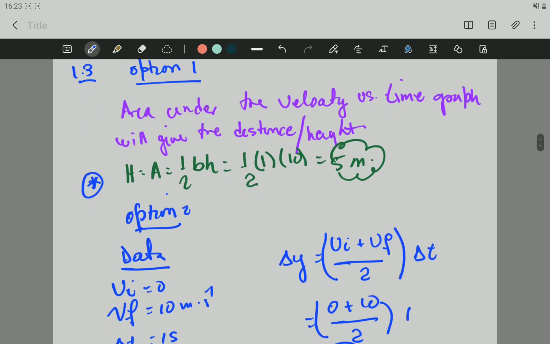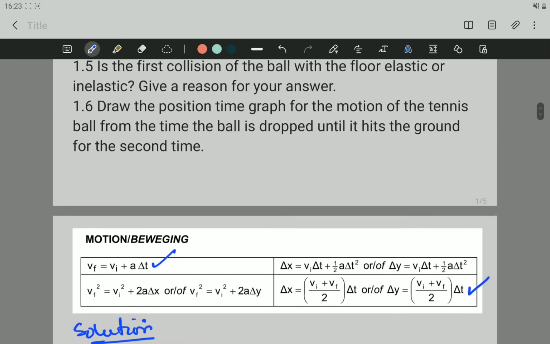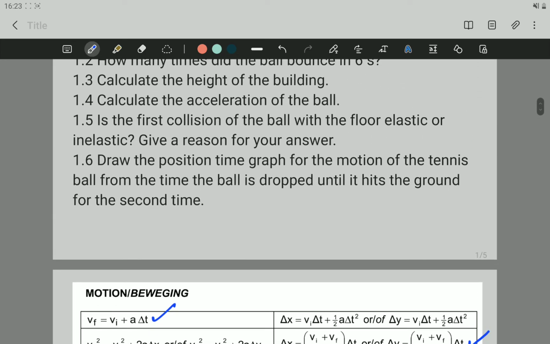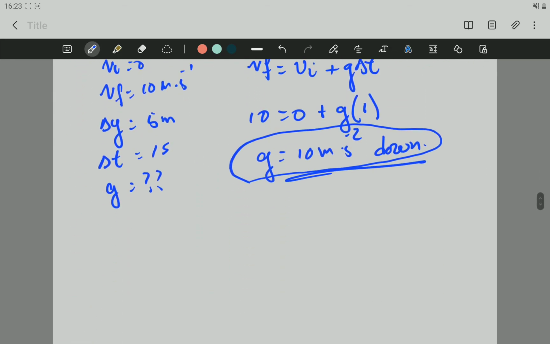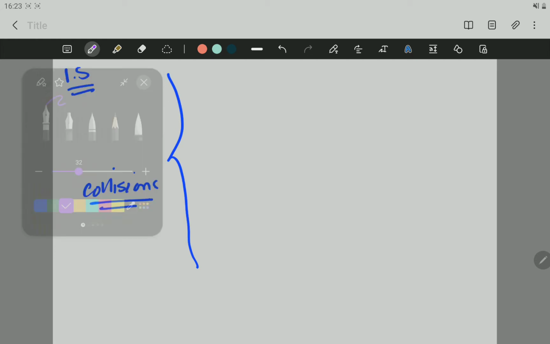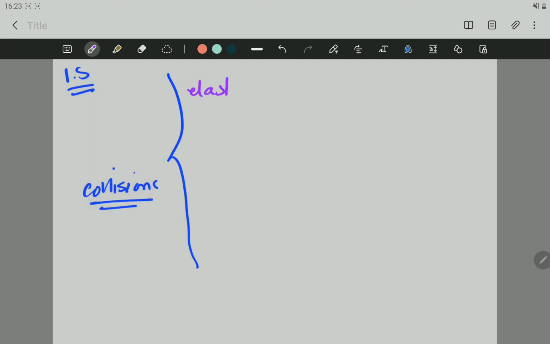Question 1.5. They ask you if the first collision of the ball with the floor is elastic or inelastic, and to give a reason for your answer. So let's use this opportunity to go through collisions very briefly. Let's record collisions. We have two different types of collisions. Collisions can either be elastic, or can be inelastic.